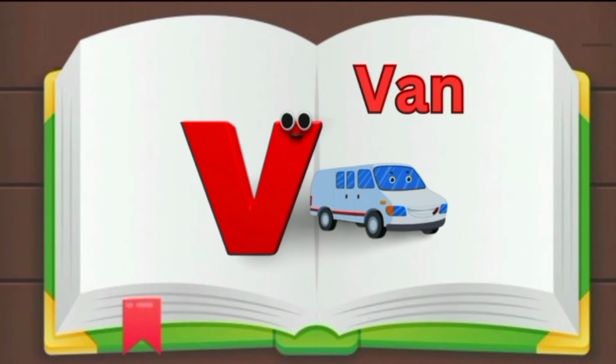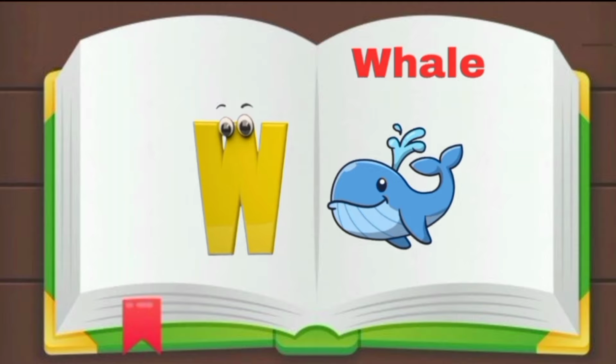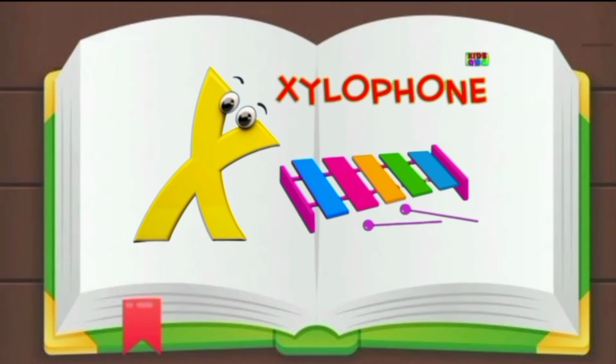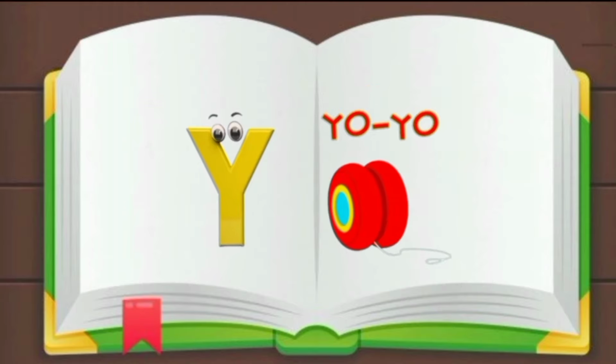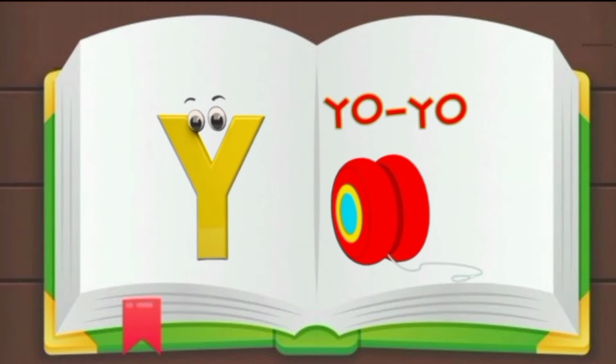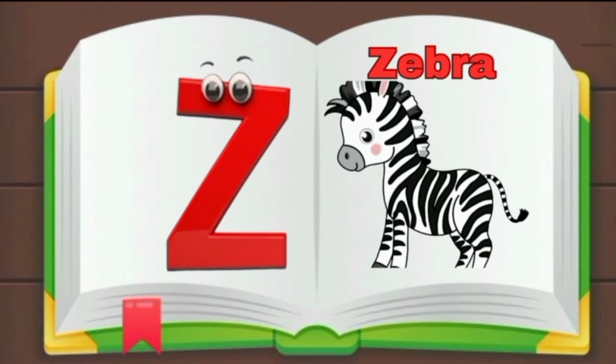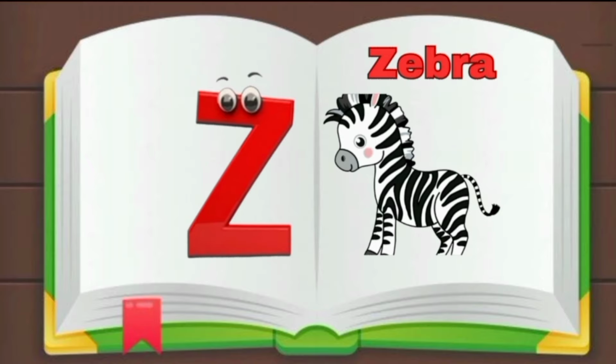V is for van, van. W is for whale, ooh, ooh, whale. X is for xylophone, X, X, xylophone. Y is for yo-yo, yeah, yeah, yo-yo. Z is for zebra, z, z, zebra. Sing along and have fun with your phonics.